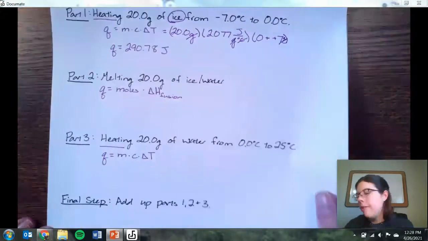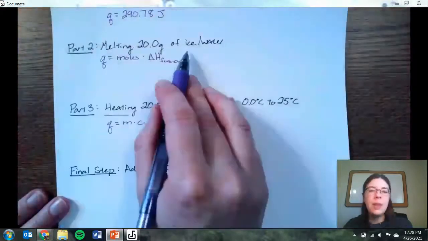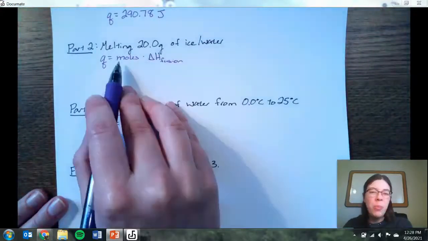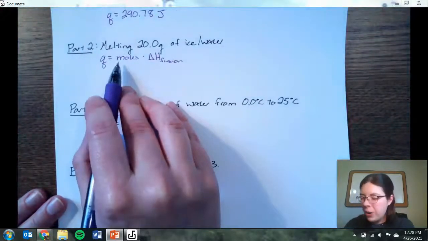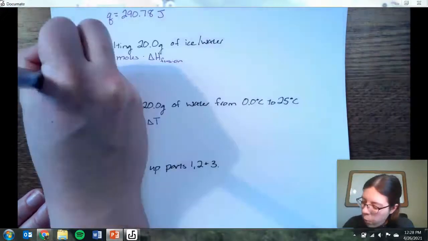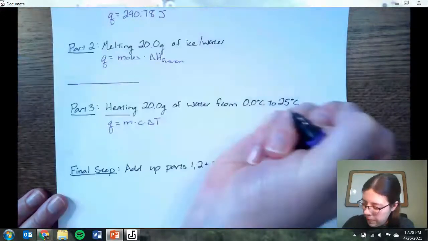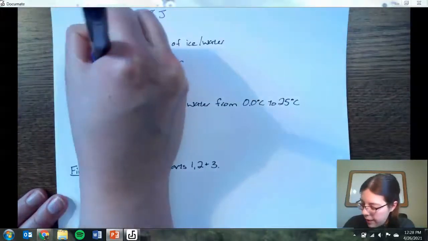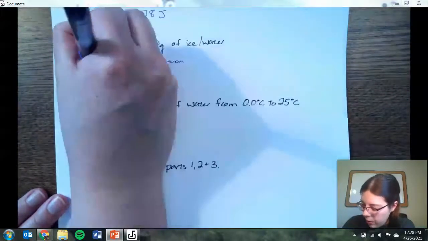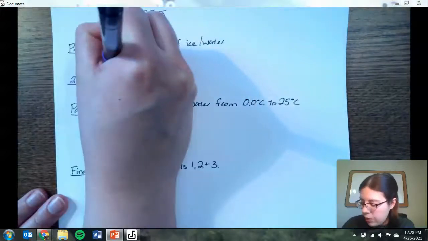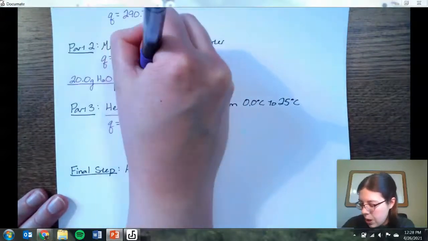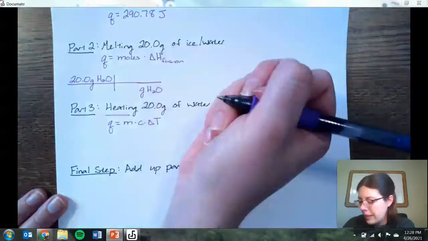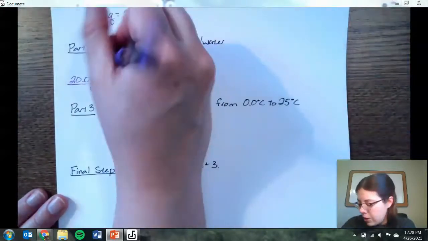Okay, so the next thing, we want to find out how much energy is needed with melting the ice. Well, we need to know the number of moles, which we don't have yet. We have the grams. So we're going to need to do a quick conversion. So 20.0 grams of H2O. Okay, and we're going to need to know the molar mass of water. So 2 times the mass of hydrogen plus 1 times the mass of oxygen.